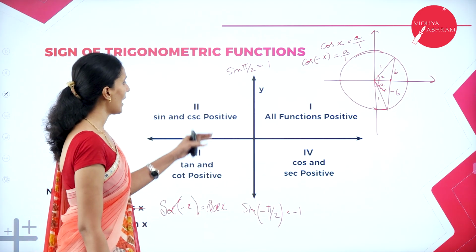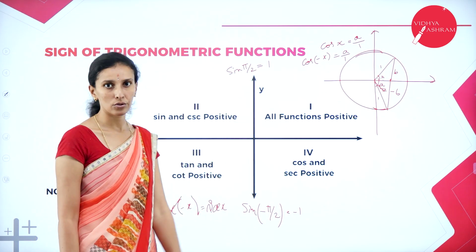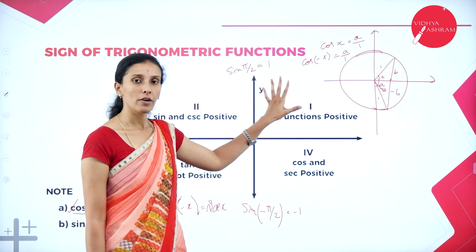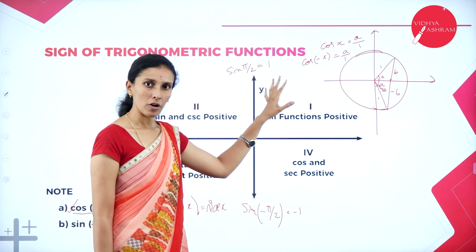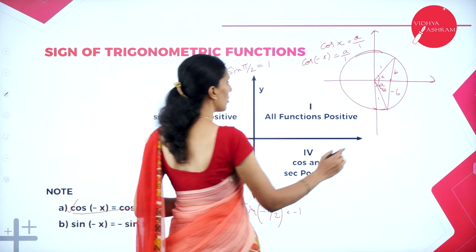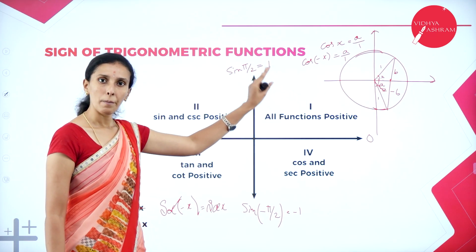Now, here we have taken quadrants: first quadrant, second quadrant, third quadrant, fourth quadrant. In the first quadrant, all functions are positive. For an angle from 0 to pi by 2, that is from 0 to 90 degree, all the trigonometric ratios are positive.